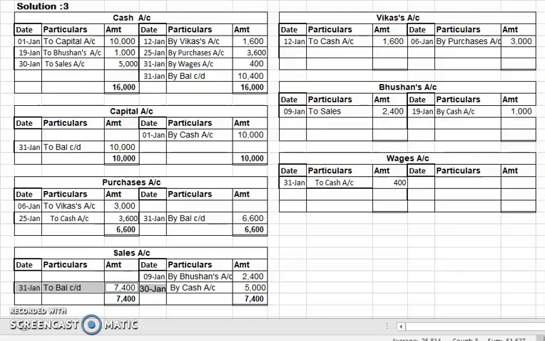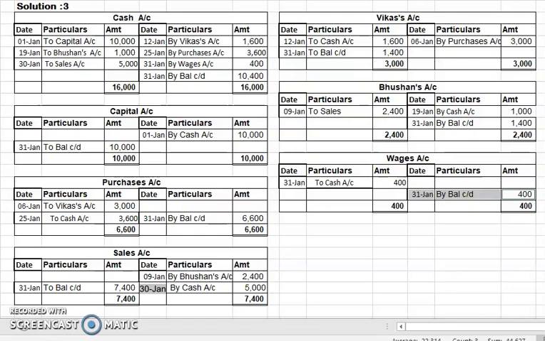Vikas's account, the credit side total is greater, that is 3000. So 3000 is the total to be written on both the sides. And then when you deduct 1600 from 3000, you'll get 1400. So the balancing figure in Vikas's account is 1400. Bhushan's account total 2400, and from that 2400 on the credit side, when you deduct 1000, you get a balancing figure of 1400. And wages account total is 400 on the debit side. We have the same total on the credit side, 400, and the balancing figure 400.